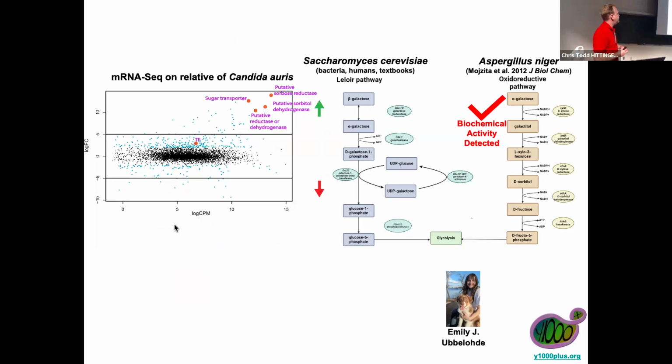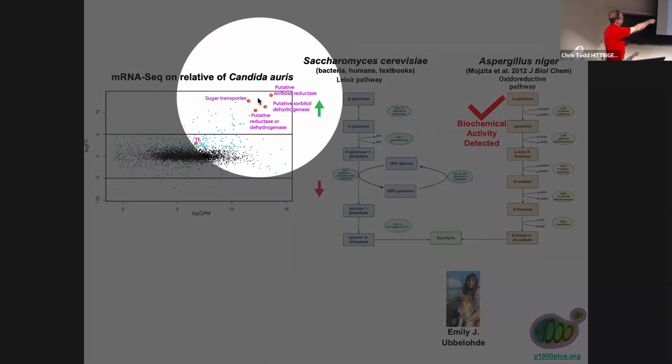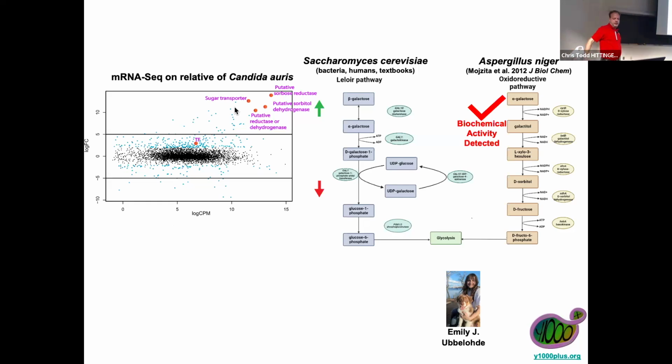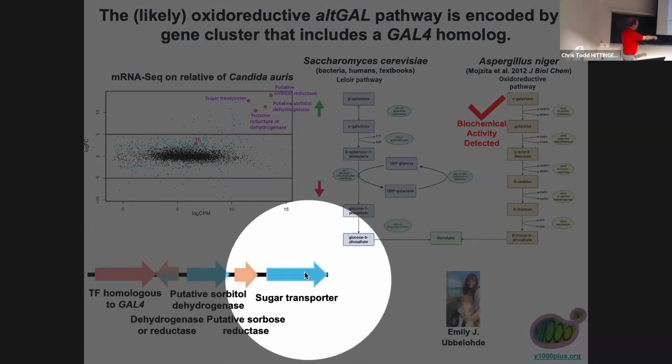Emily has now done an RNA-seq experiment on these organisms that lack the canonical gal pathway, but can use galactose, and looked at what is upregulated specifically in galactose as opposed to other sugars. And what we can see is there are a bunch of genes here in red that are upregulated specifically in galactose. Remarkably, those genes fall on a gene cluster right next to a transcription factor homologous to gal4.